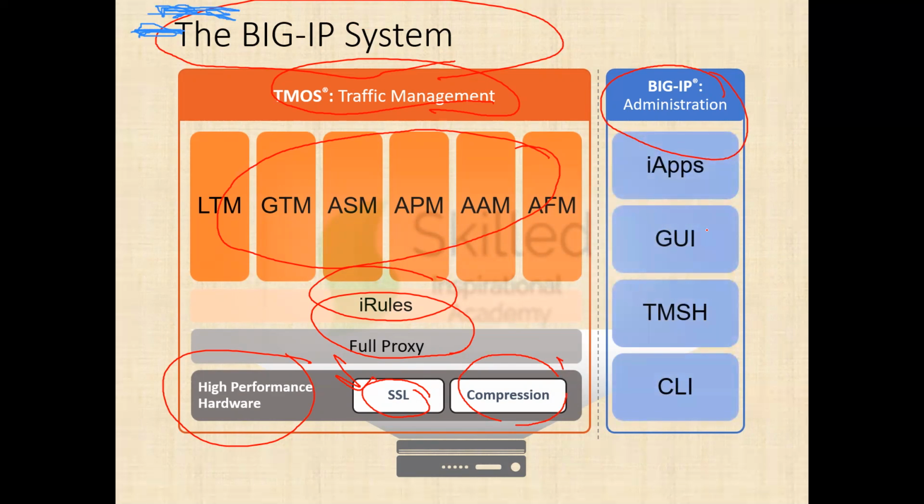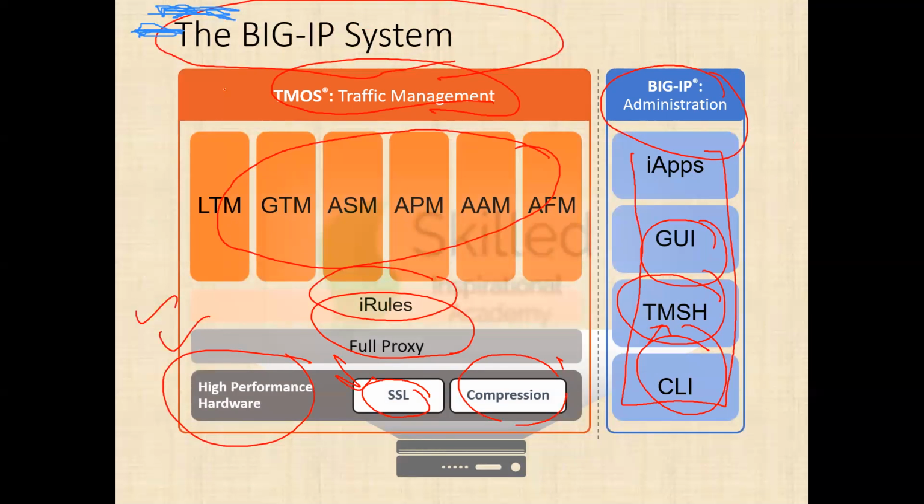In BIG-IP administrator, it generally deals with how to access your F5 through GUI, TMSH, and CLI. TMSH is the Traffic Management Shell where you can troubleshoot further. I will not go into detail here because, as in the picture, it's clearly said that we have TMOS, which is the Traffic Management Operating System, and we have BIG-IP administrator.